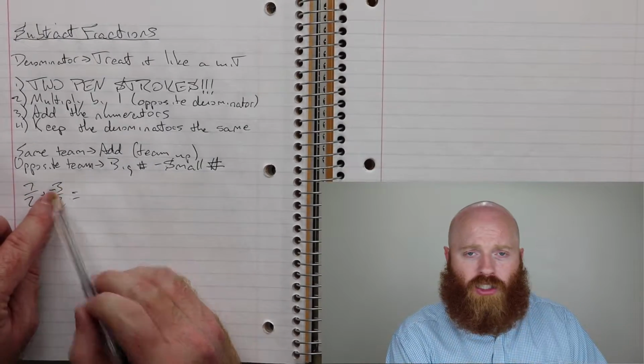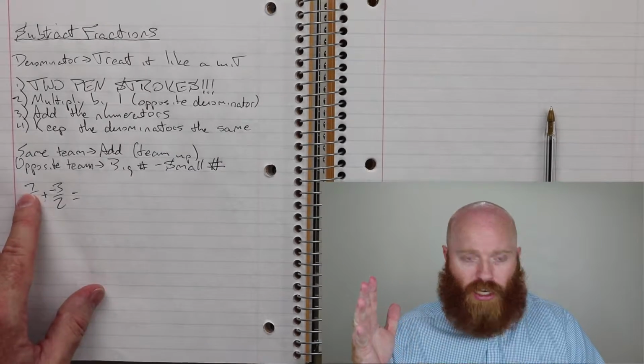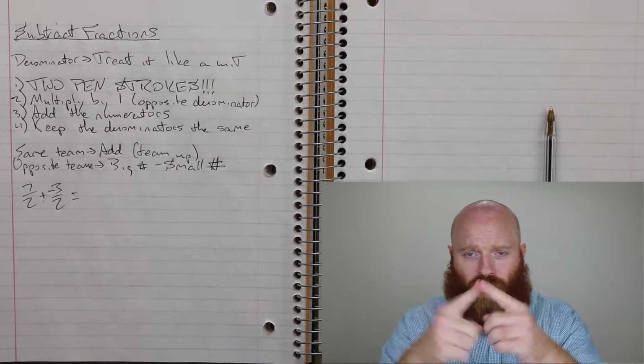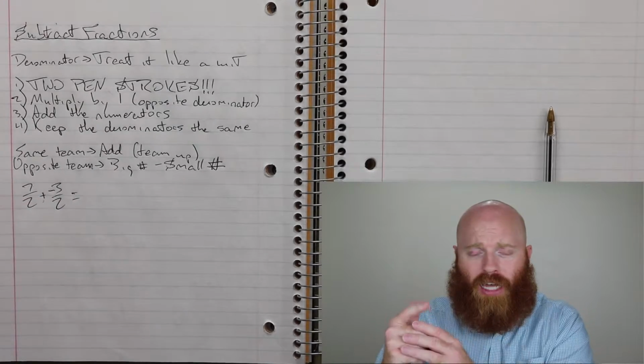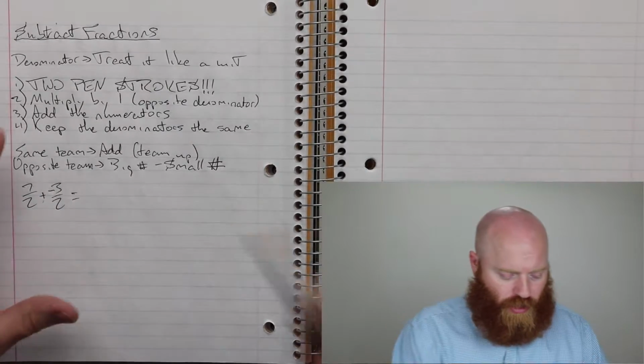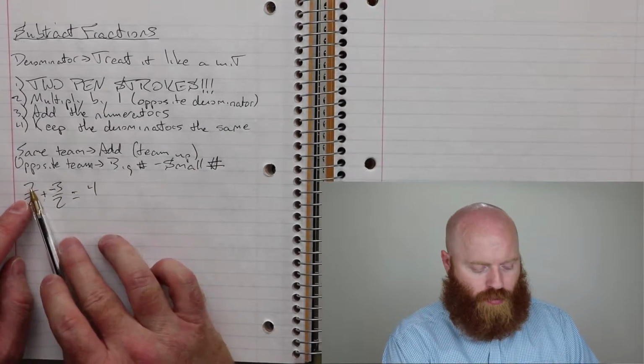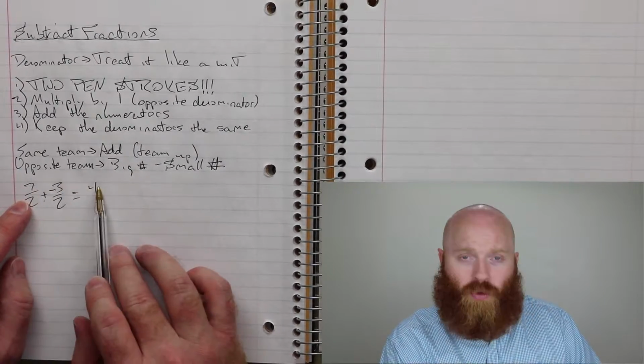So 7 minus 3. I got 7 good guys lined up on this side. I got 3 bad guys lined up on this side. They go to war. The 3 people shoot each other, and so I got 7 people, 3 of them died. I have 4 left. Now I got to figure out what team they're on. Big number minus small number, 7 minus 3 is 4. The good guys had more people on their team, so they win the war.